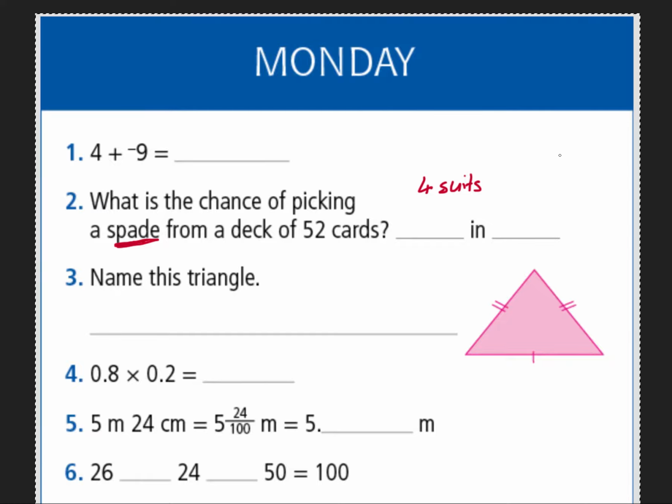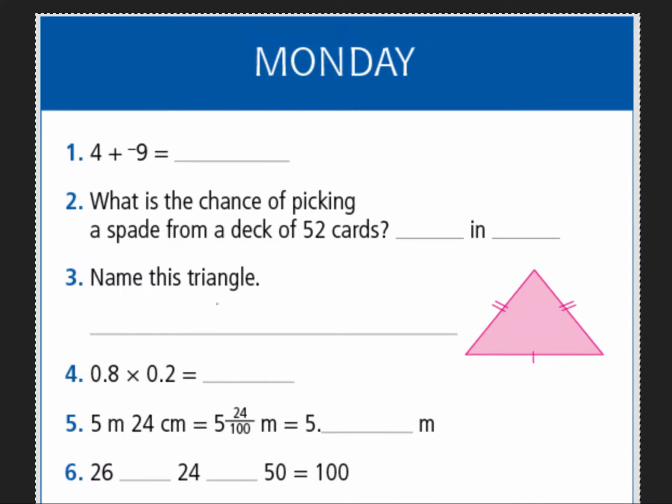So what we need to do is take 52 and divide it by 4. And 4 into 5 goes once with 1 over, and 4 into 12 goes 3 times. So the chance of picking a spade from the deck of 52 cards is going to be 13 out of 52, or 13 in 52. Now on that one you could also simplify that down. If you've got 13 and 52, 13 actually divides into both of those. 13 goes into 13 once and it goes into 52 4 times, and you'd end up with 1 in 4 here, which would be a better answer because you'd have simplified it.